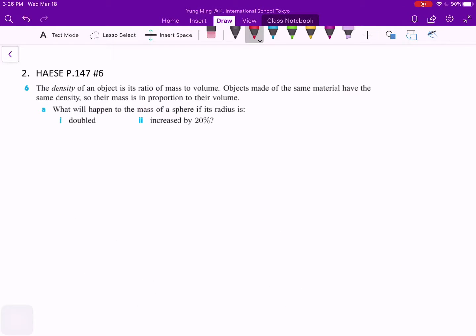Question number 2, we have a more complicated question from the textbook. We first of all introduce an idea of density. Density is a ratio of mass to volume. So basically we got this: density equals mass divided by volume.